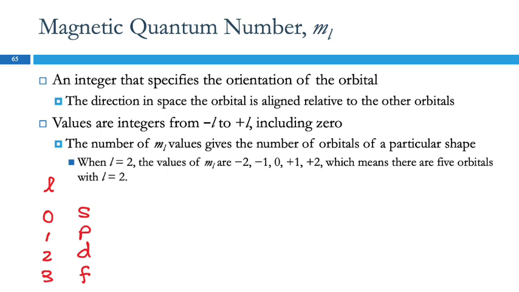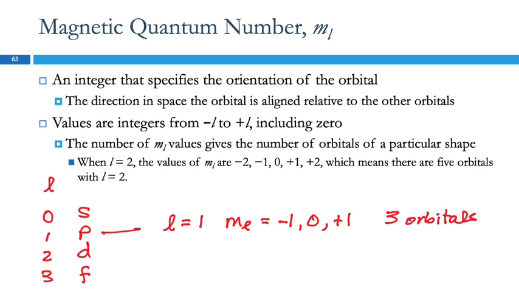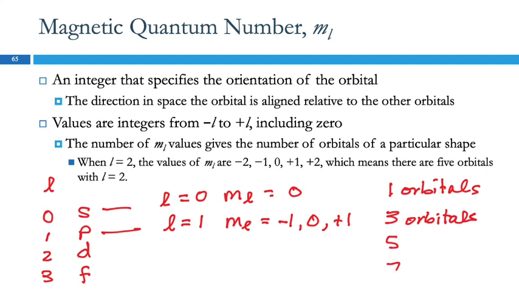What about p? For the p, L is equal to 1. And so an M sub L can equal negative 1, 0, or plus 1, which gives us 3 orbitals. And if you've learned any of this before, this is maybe starting to at least sound familiar. For L equal to 0, M sub L can be negative 0 to positive 0, which is just 0. And so there's only 1 orbital here. And this one's 5, and if you do this one, it's 7.